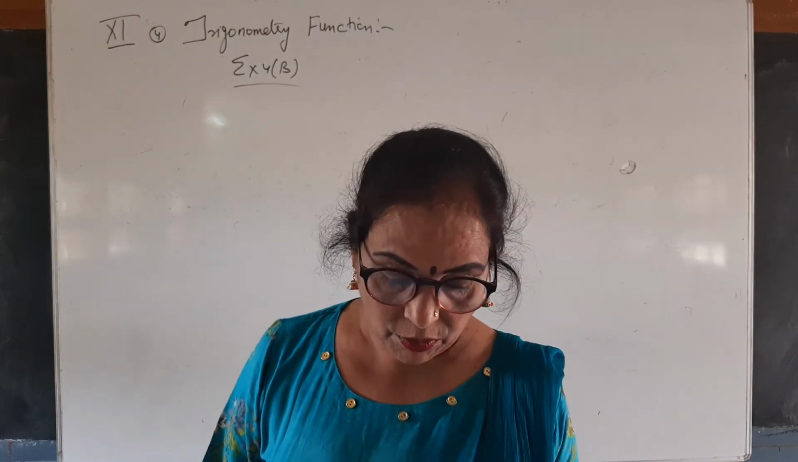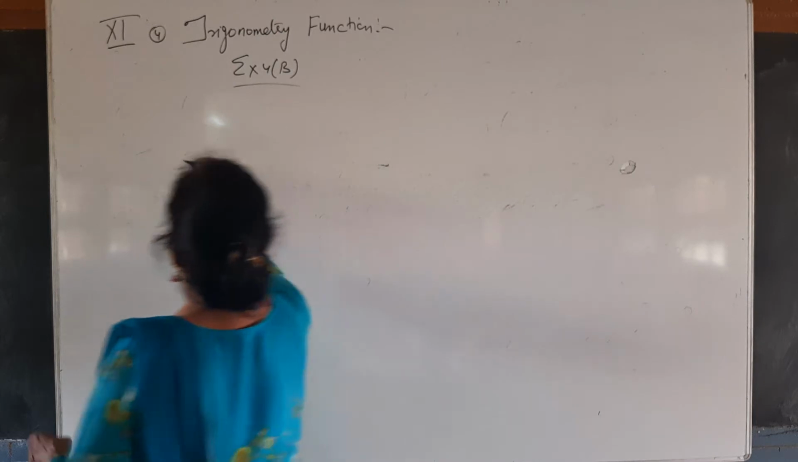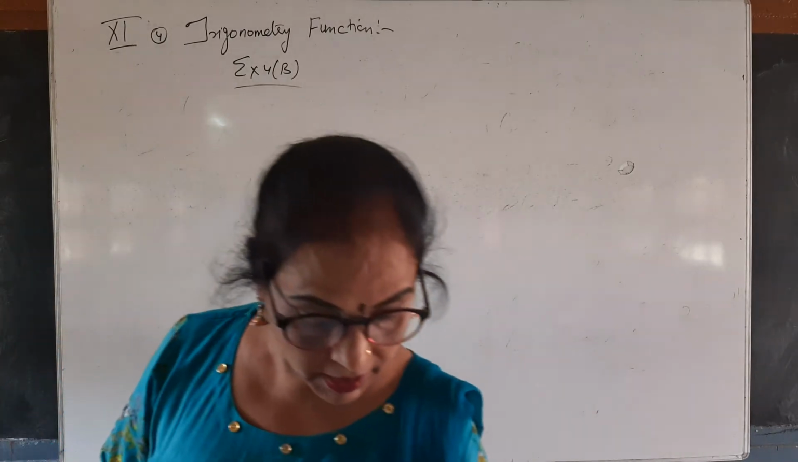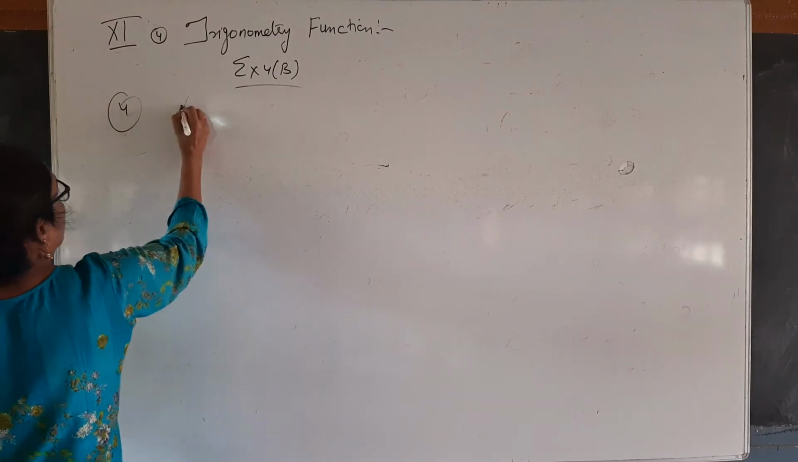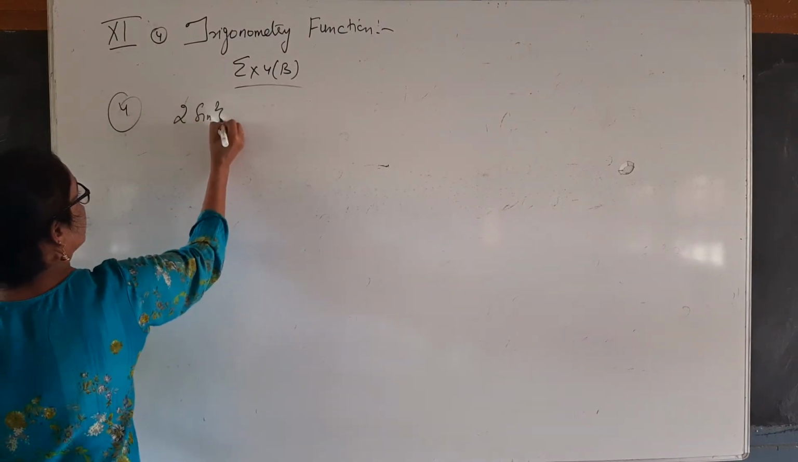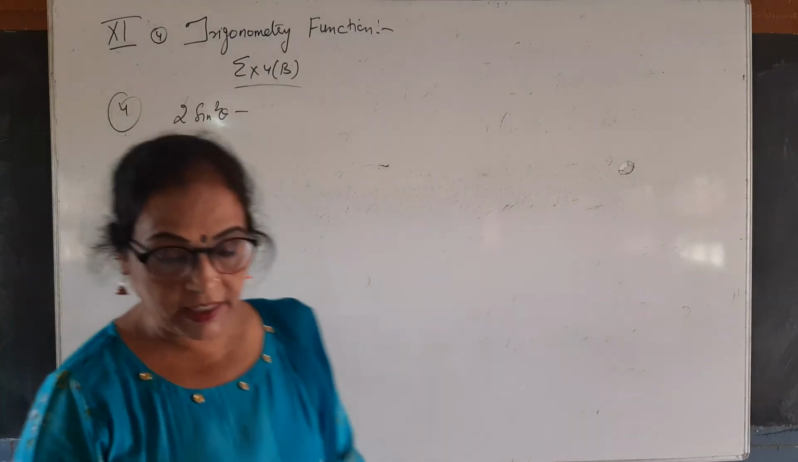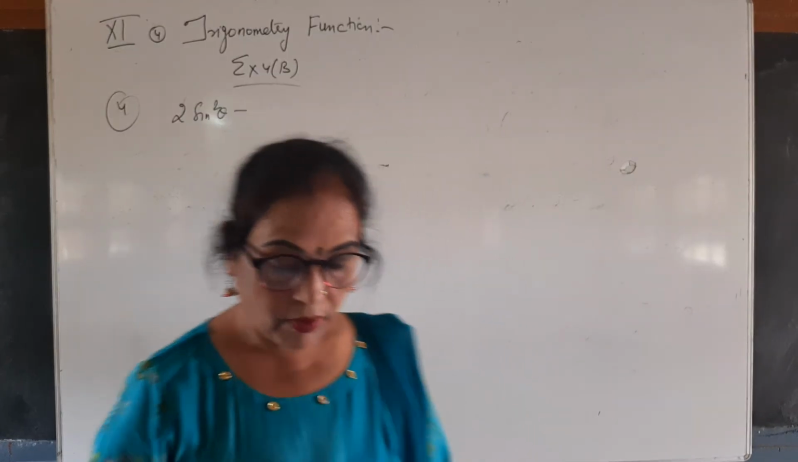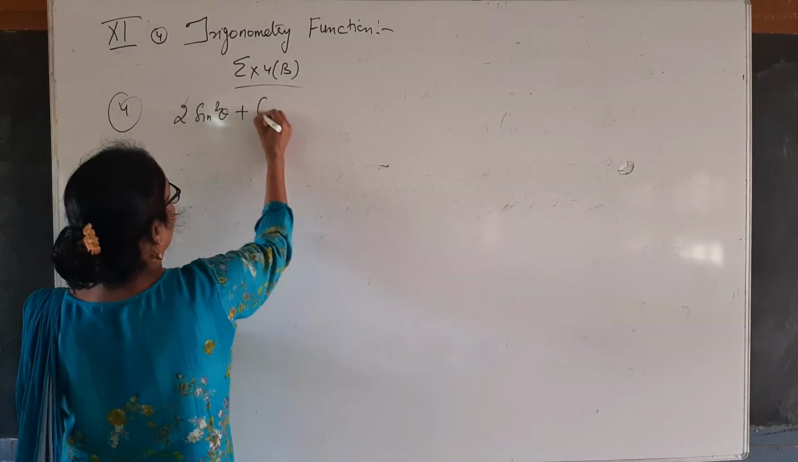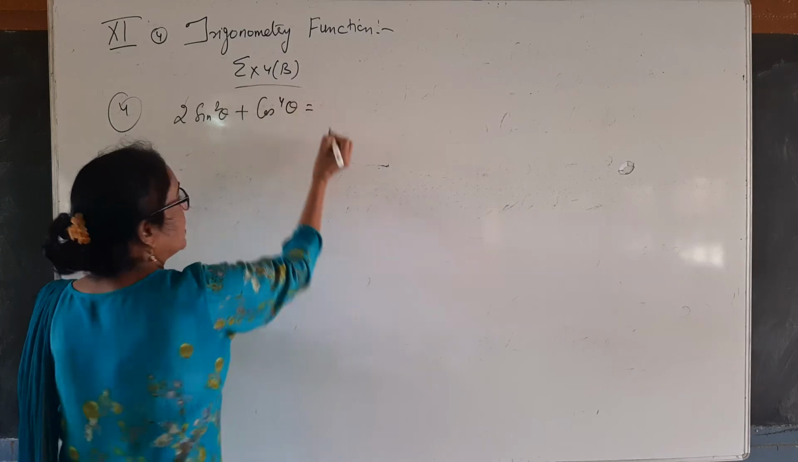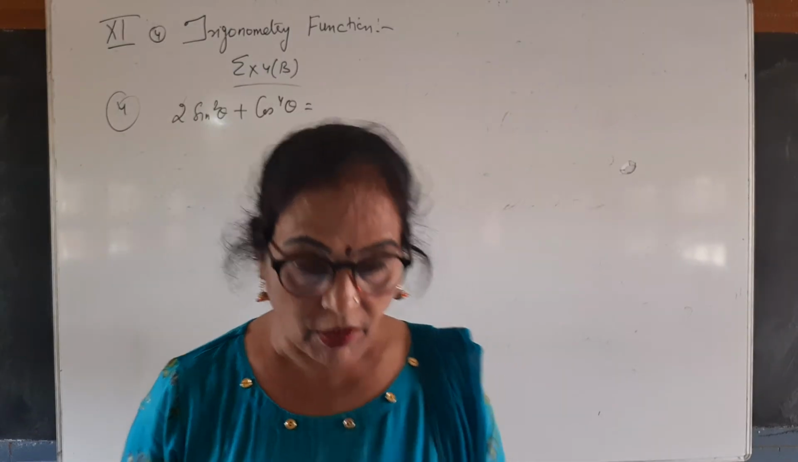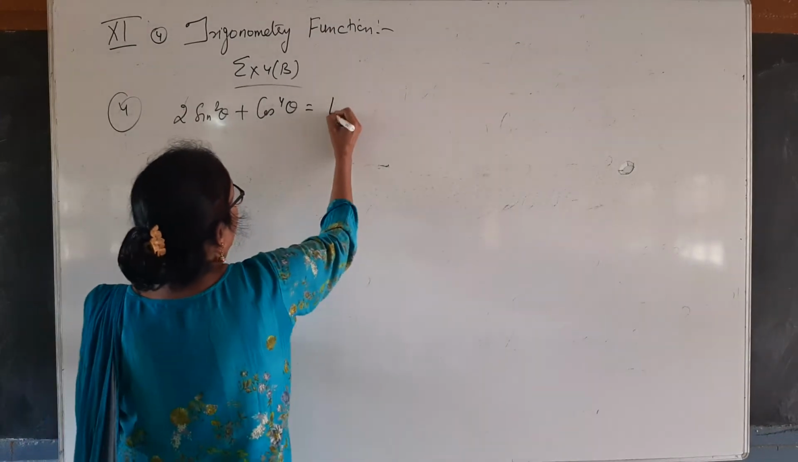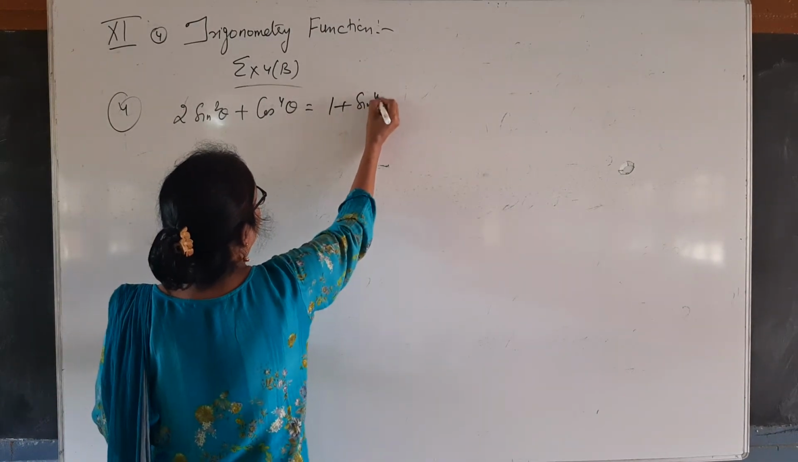That is 2 times, this is question number 4: 2 times sin square theta plus cos square theta whole square... it is equal to 2 times sin square theta plus cos 4 theta, equal to 1 plus sin raised to power 4 theta.